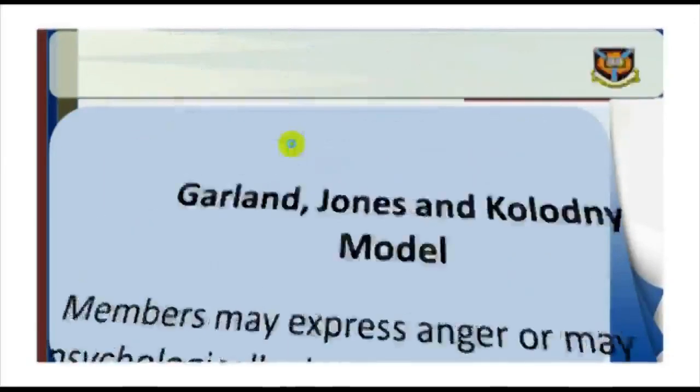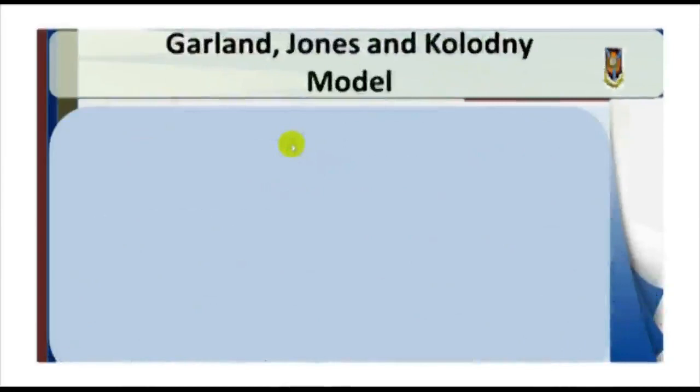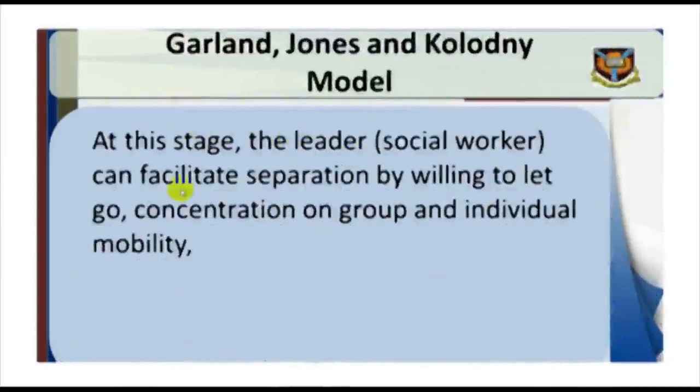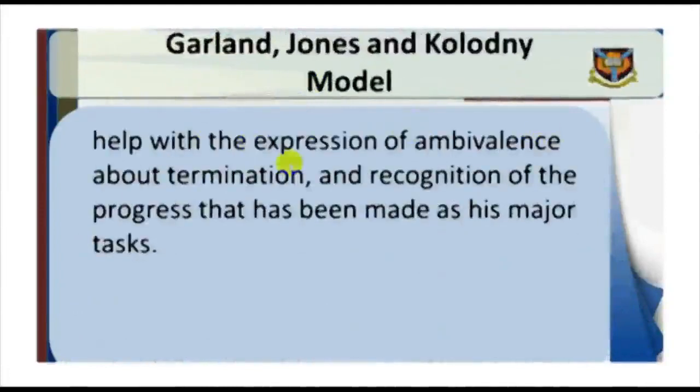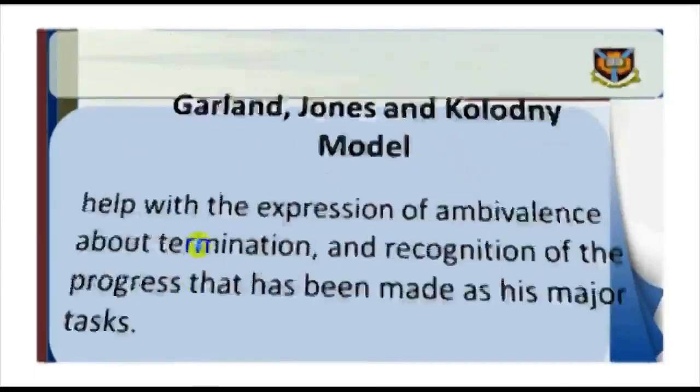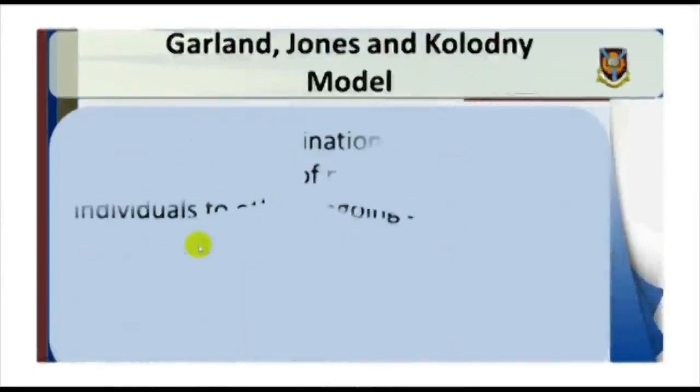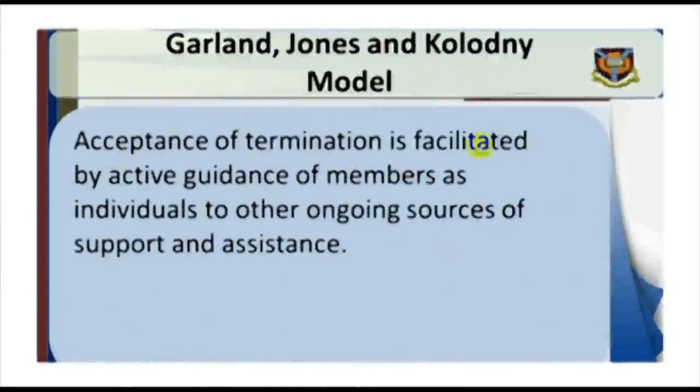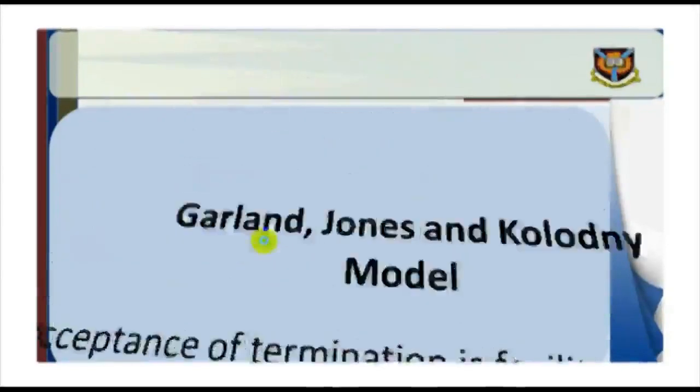At this stage, the leader, that is the social worker, can facilitate separation by being willing to let go, concentrating on group and individual mobility, helping with the expression of ambivalence about termination, and recognizing the progress that has been made as his major task. Acceptance of termination is facilitated by active guidance of members as individuals to other ongoing sources of support and assistance.